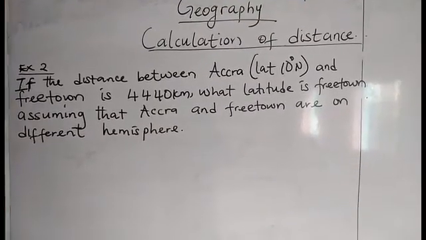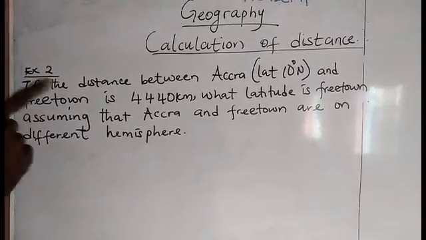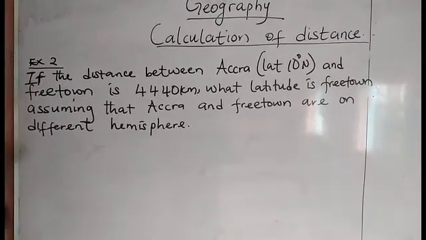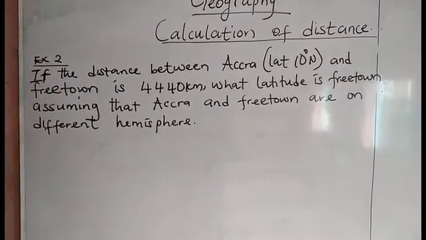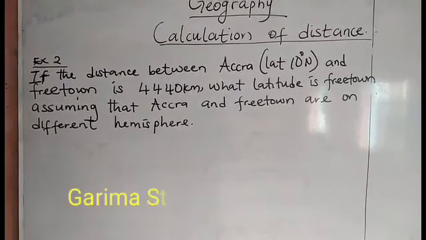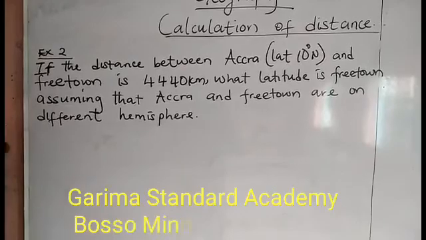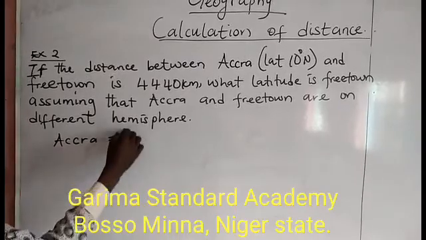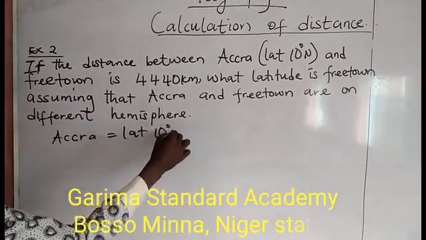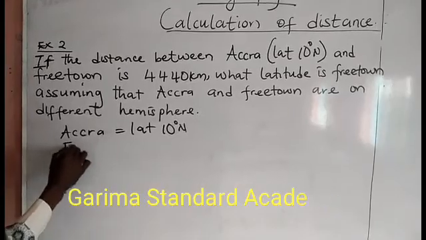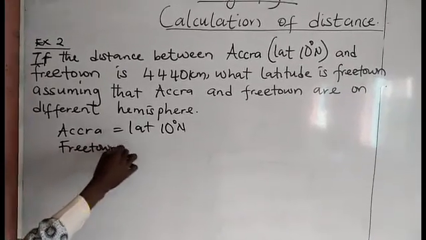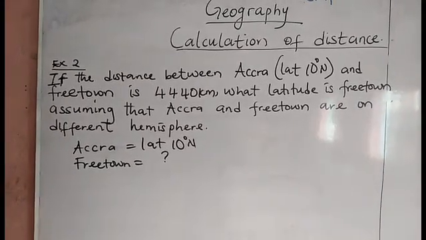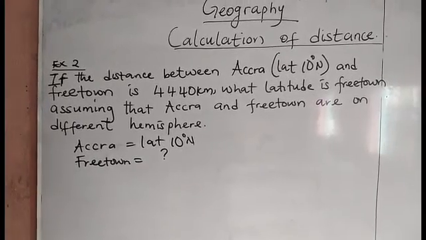Example 2. If the distance between Accra, latitude 10 degrees north, and Freetown is 4,440 kilometers, what latitude is Freetown? Assuming that Accra and Freetown are on different hemispheres. Step 1. Locate the two places involved. Accra will have latitude 10 degrees north. Then we'll have Freetown, unknown.